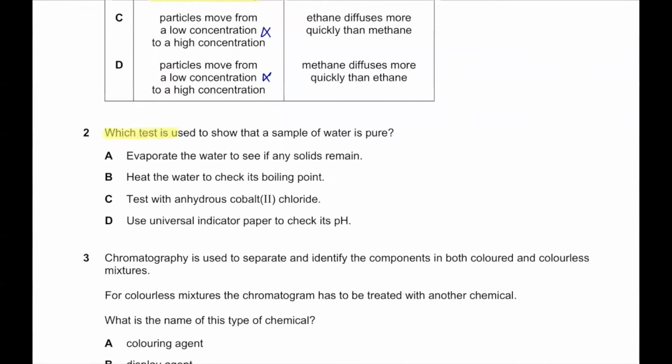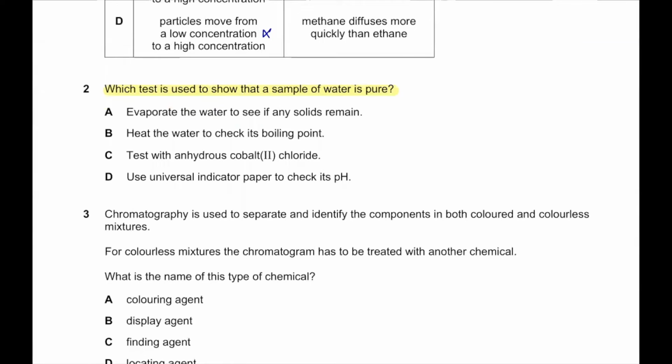Part 2. Which test is used to show that a sample of water is pure? If we want to show that a sample of water is pure, the best procedure will be freezing point, melting point. All right, so melting point. Or we can try boiling point. So now the question says, evaporate the water to see if any solid remains. Not a good way. There can be contaminants. Those can also evaporate with the water. For example, water and alcohol can be present together, and alcohol will also evaporate away from water. So we can't actually tell that.